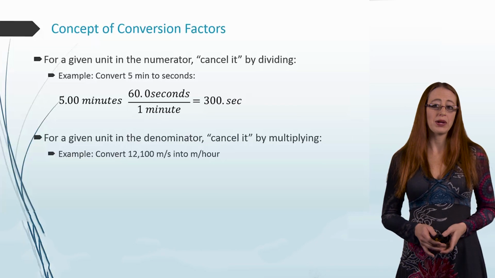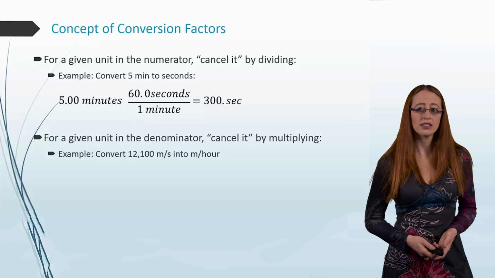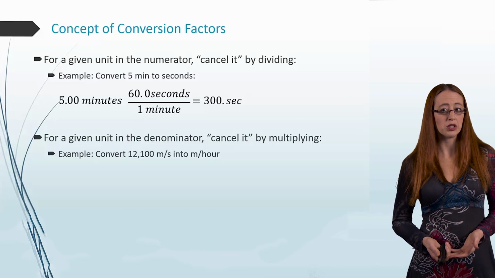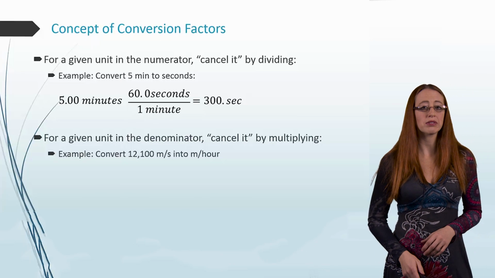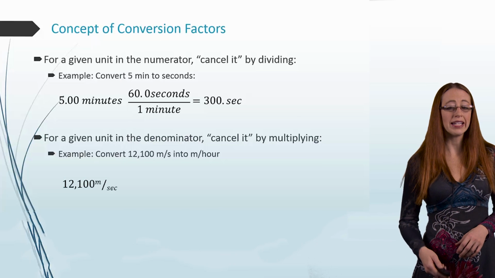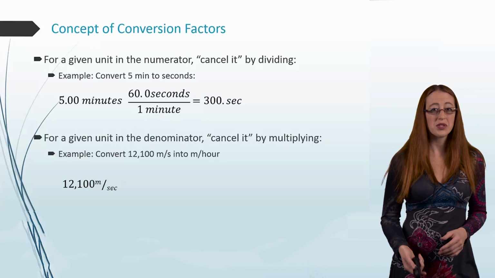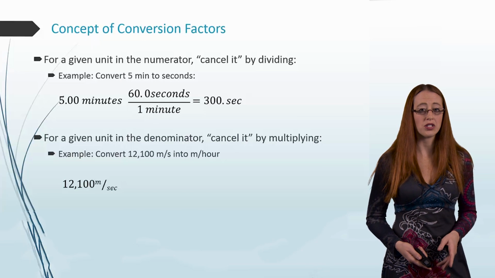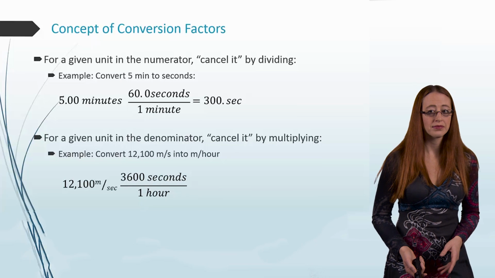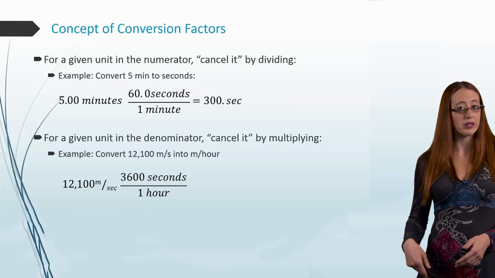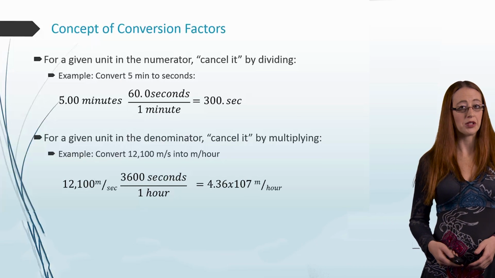This is the opposite if you have something in the denominator. So for instance, if we want to convert something like meters per second into meters per hour, we now actually are going to be doing the reverse. Because right now, seconds is on the bottom, but we don't want seconds to be there. So since we're dividing by seconds in the initial number given, we need to multiply by seconds to cancel it. And that leaves us with hours in the bottom, which is where we want it, which cancels to give us meters per hour.